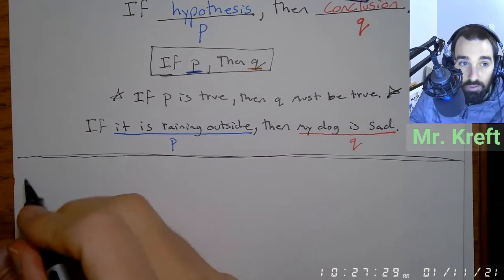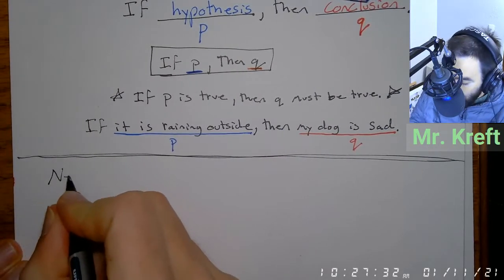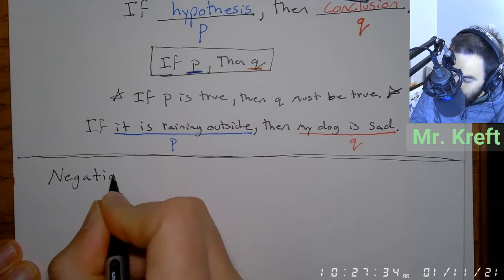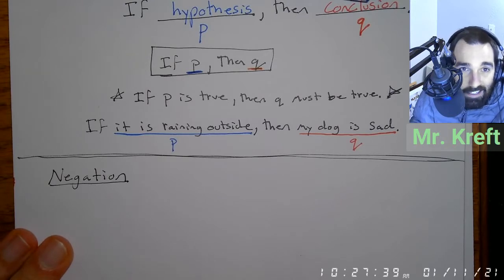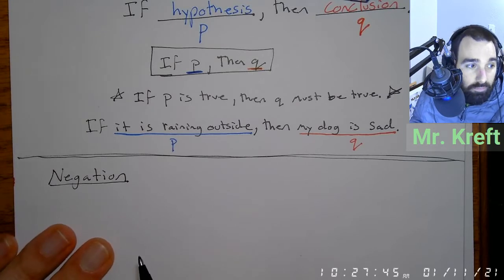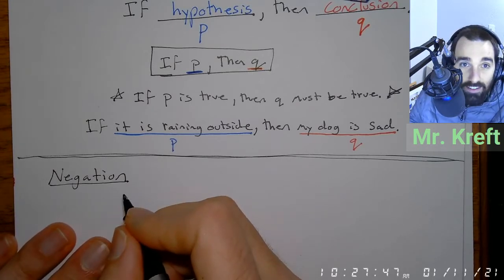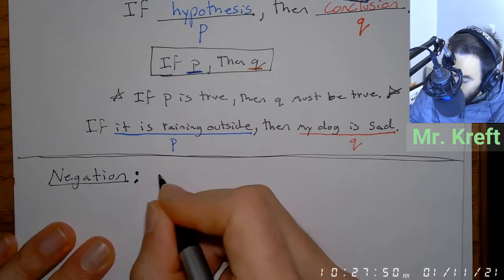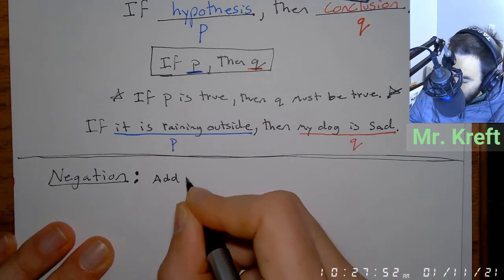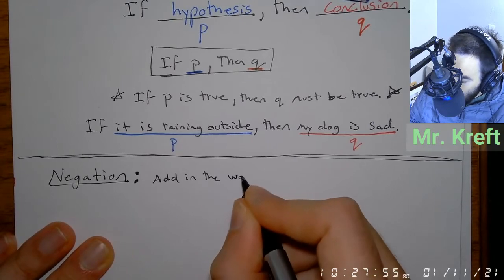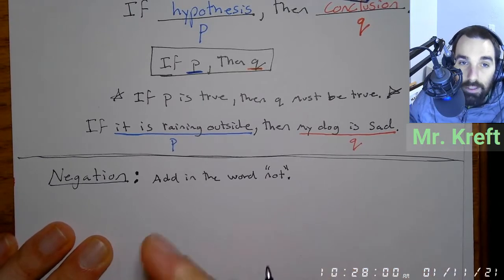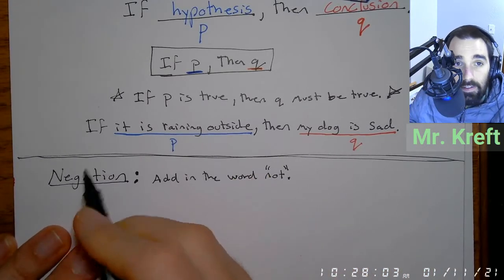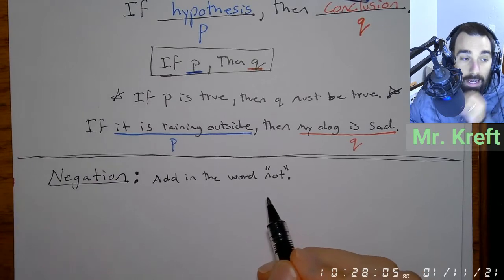Okay, so the first thing we can do with conditional statements is we can do a thing called negation. Okay? And yeah, negation looks a lot like negative, right? So we're doing the negative. So negation is, so the easiest way to do this in English is to add in the word not. Right? In math, we add in a negative sign. But in English, the easiest way to do this is add in the word not.